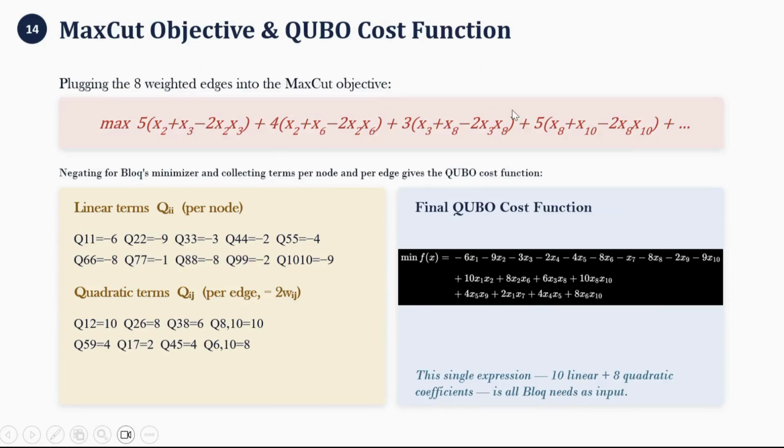So this is our ultimate QUBO cost function here, the text in black. Here we have substituted the edge weights into the max cut objective. And after collecting all these linear and quadratic terms, we construct this final QUBO function. So basically, this is everything which our platform needs.